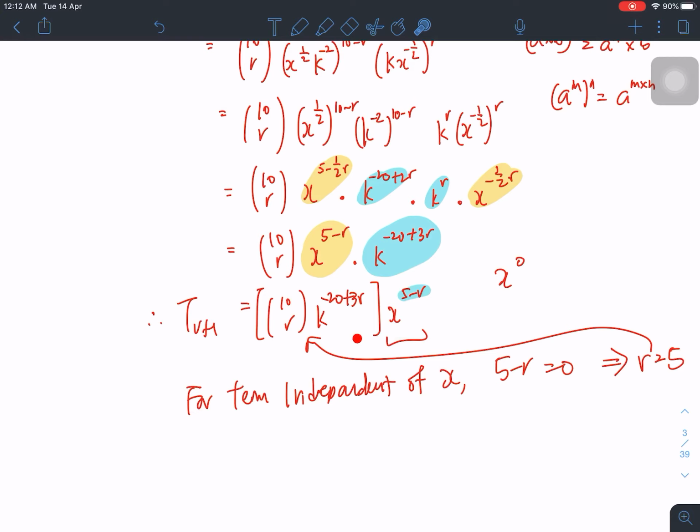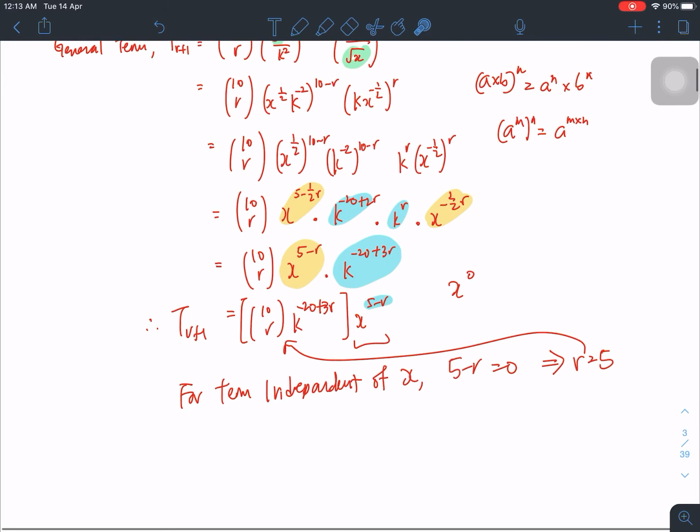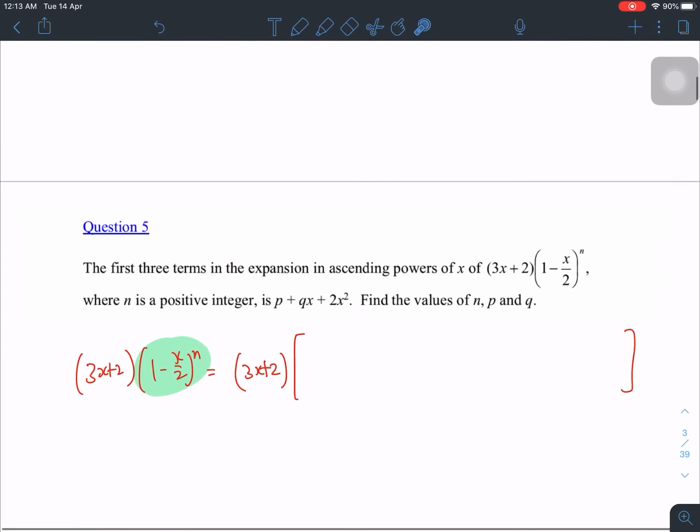Okay, so in short, you realize that the general term t, 5 plus 1, so t6, the sixth term, would then assume this constant value, which is also known as the term independent of x. So what you do is just simply substitute r to be 5 into this expression over here, and you are done. Okay, right, let's look at question 5 now.